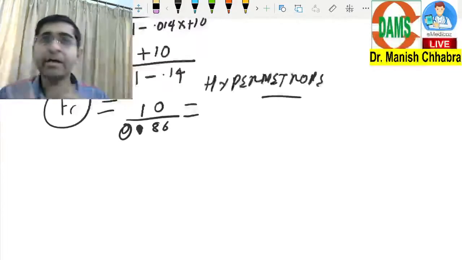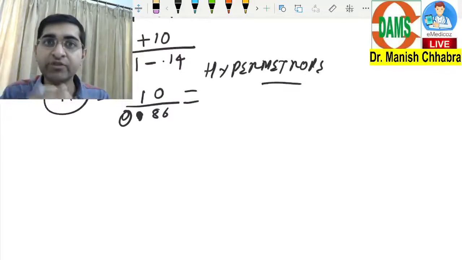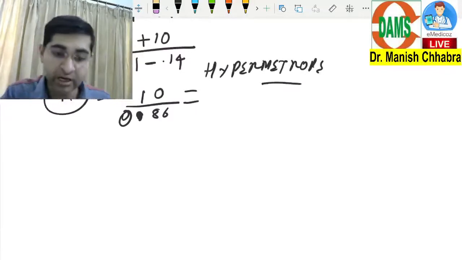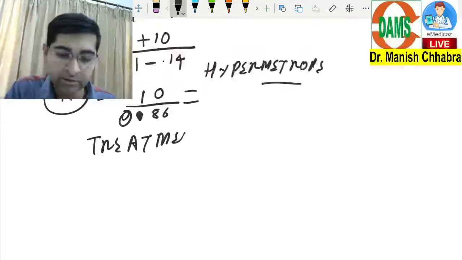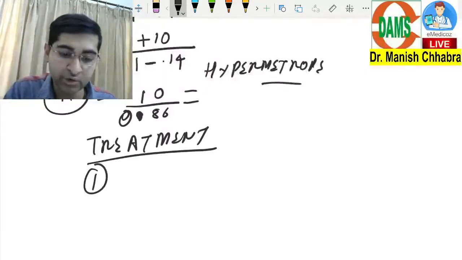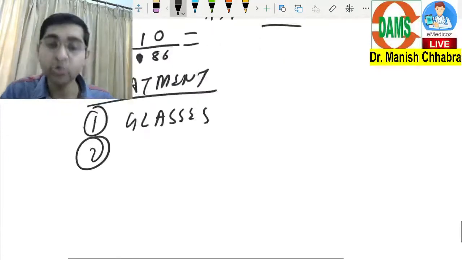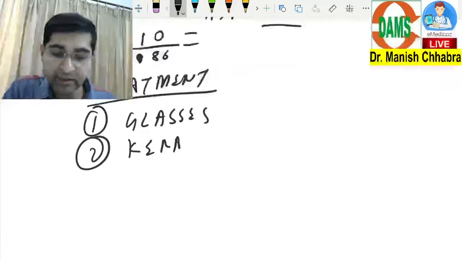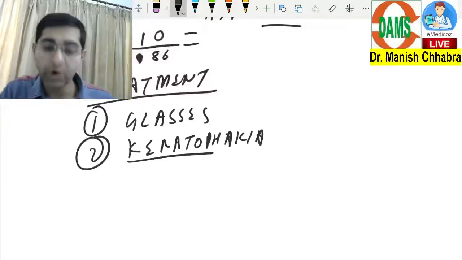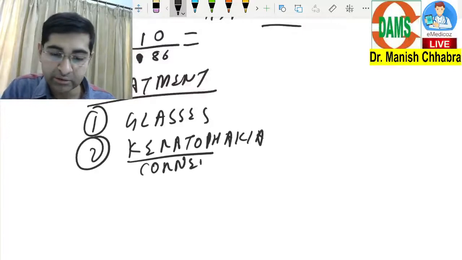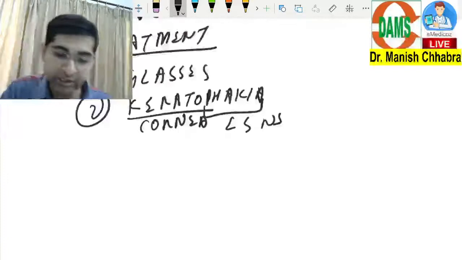Now getting back again to aphakia. We have done what clinical features we are going to see in aphakia. Now what will be the treatment of aphakia? I have already told you. Number 1, glasses. Number 2, keratophakia. Sir, what is keratophakia? Kerat is used for cornea, phakia is used for lens. So what do we do in keratophakia?